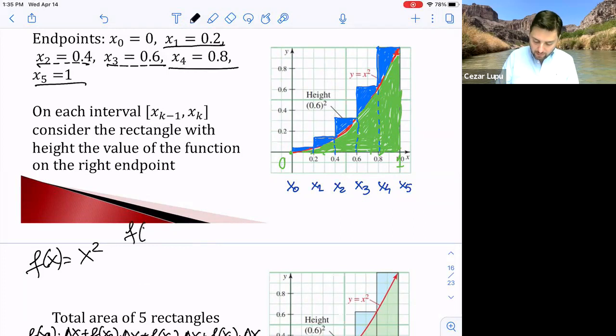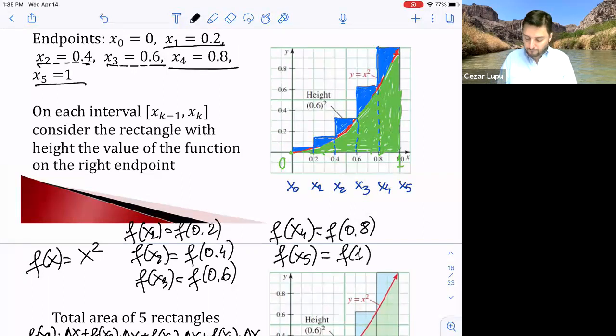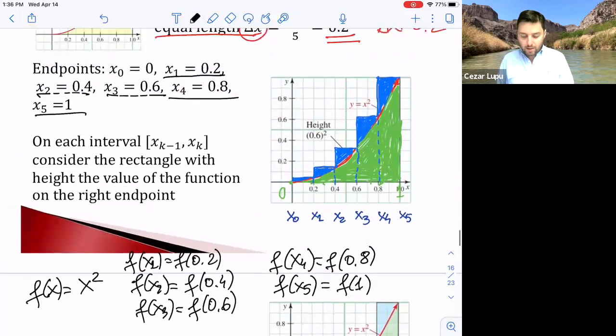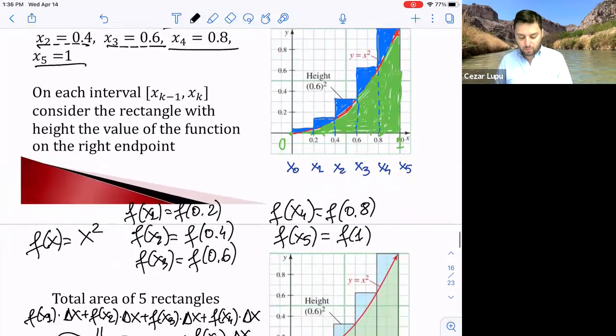So f of x1 is f of 0.2. f of x2 will be f of 0.4. f of x3 will be f of 0.6. f of x4 will be f of 0.8. f of x5 is f of 1. So we have to compute these numbers. So let's do that. And then keep in mind that delta x is this guy here. So we're going to multiply by 0.2.